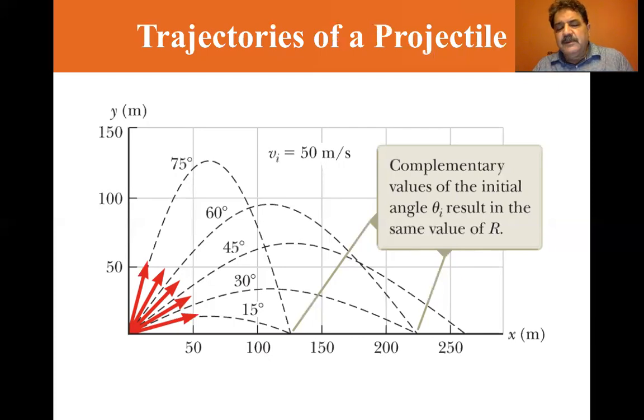So you end up at the same spot, 75 and 15, the same with 60 and 30, and 45 and 45 being the longest range. And you can choose 80 and 10. 80 and 10 are complementary. So 80 degrees would be shorter than the 75 degree. Anyway, that's the nature of trajectories of projectile motion. The furthest you can get is 45 degrees, and complementary angles land at the same spot.